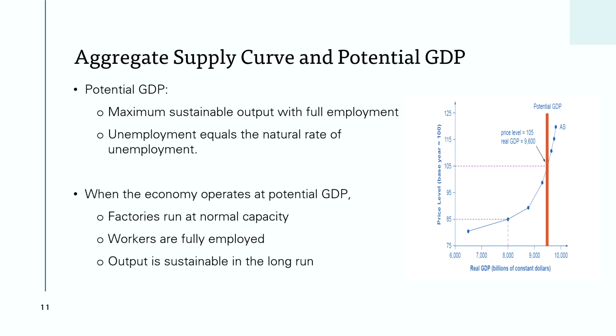Potential GDP is not the same as producing at absolute maximum speed. Instead, it represents a level of output that can be maintained without causing excessive inflation or economic strain.